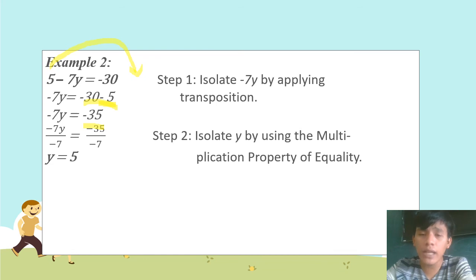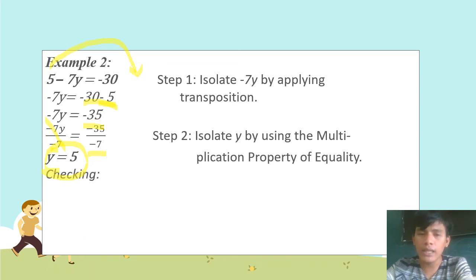Step 2. Isolate y by using the multiplication property of equality. We divide both sides by negative 7. Negative 7 divided by negative 7 is positive 1, so remaining is y. Negative 35 divided by negative 7 is equal to positive 5. Therefore, the value of our y is equal to 5.